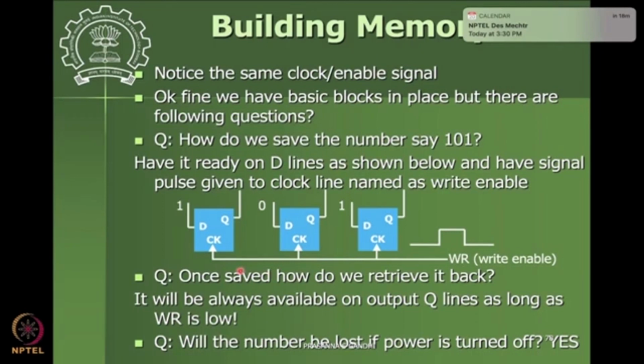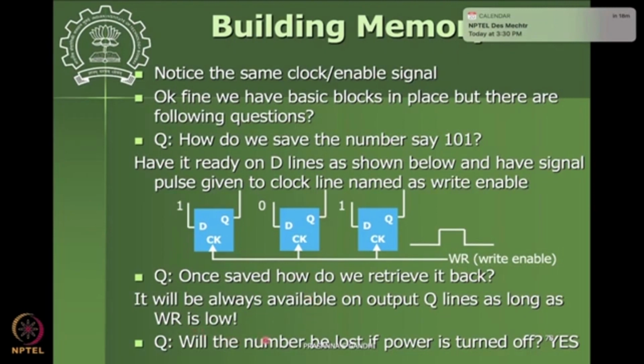So we are now creating this 3-bit register, and from here we want to retrieve the value. The value will already be available at these Q terminals, but say we want to use the same data lines to transfer the value into the register, or take the value out of the register. How do we do that is the next question.